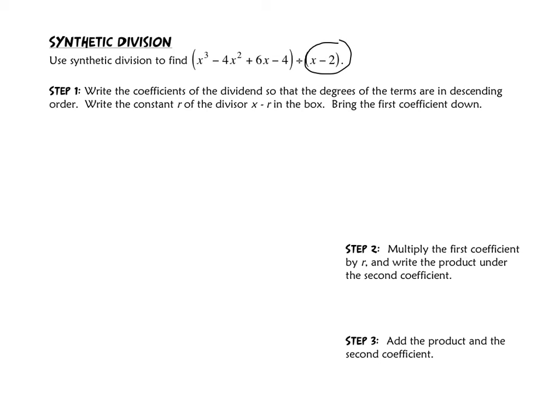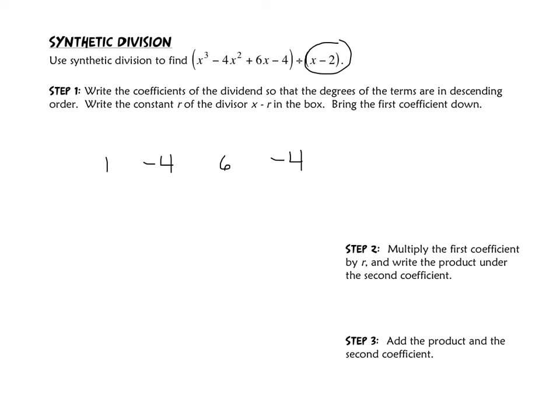So the steps that we're going to follow, the first step, we're going to write the coefficients of the dividend so that the degrees of the terms are in descending order. So the dividend, remember, is that x cubed minus 4x squared plus 6x minus 4. So we're going to write the coefficients, making sure that we account for everything. So if we start with an x cubed, we have to have a number in front of the x cubed term, the x squared, x, and then x to the 0, which would be our constant. So the first coefficient we have is 1. Then negative 4, 6, and negative 4.